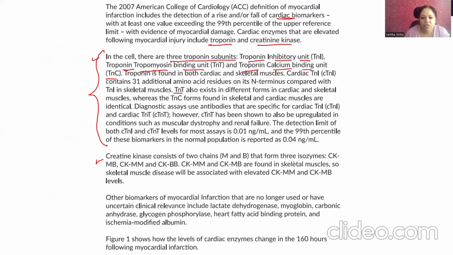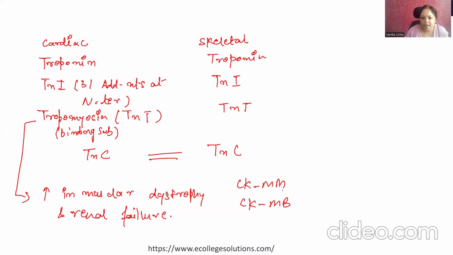They say that there are three isozymes of creatine kinase, which is a very important protein, which causes the conversion of phosphocreatine to creatinine in your body. So creatine kinase consists of two chains, M chain and B chain, and they form three isozymes, the CKMM, the CKMB, and the CKBB, right? Out of these, CKMM and CKMB are found in the skeletal muscles. So I have written the MM and MB in the skeletal muscle.